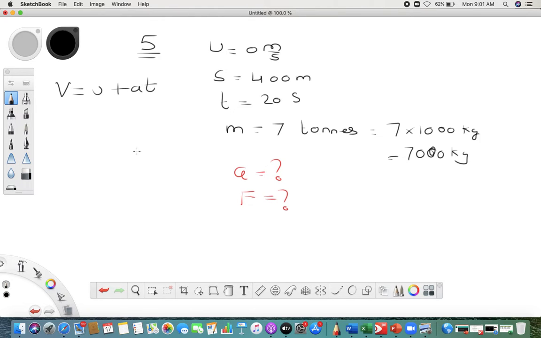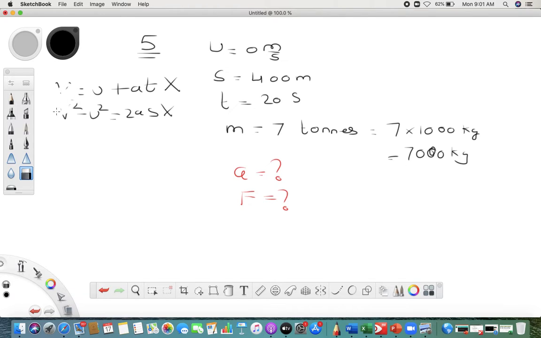We have V? No, we don't have V. Okay, V square minus U square is equal to 2AS. We have V? No, we don't have V. Final CD we don't have. So, why am I writing all these things? So you can understand what has to be written and how it is to be used.